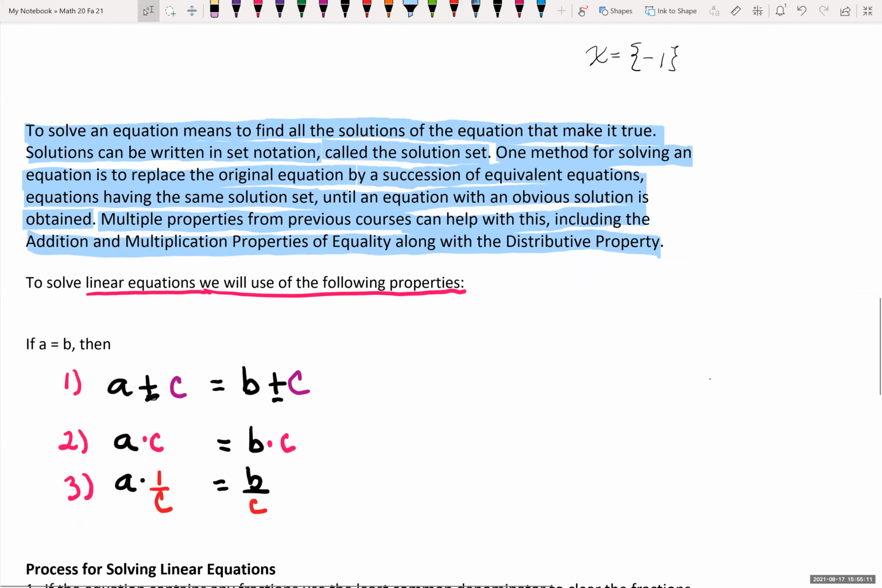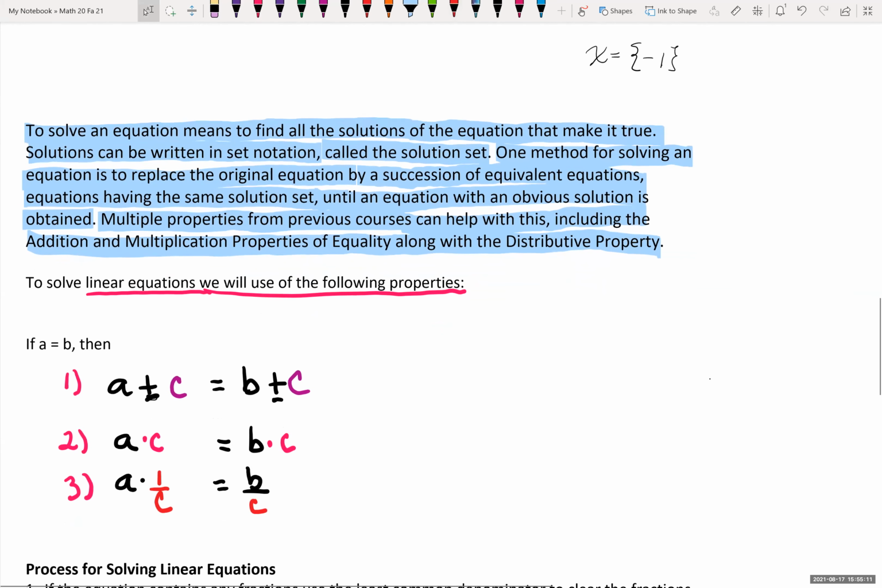You're doing that by clearing any parentheses, so using your order of operations: distribution, combining like terms. Once you've simplified each side down as far as possible, you're going to use the first 2 facts above to get all terms with the variables on one side of the equation, and all constants on the other side of the equation.